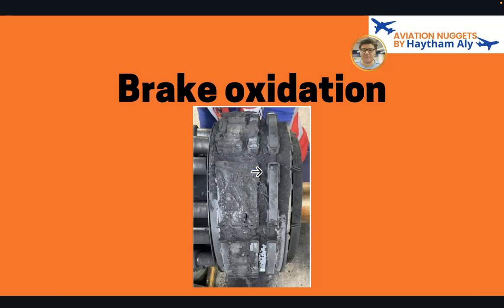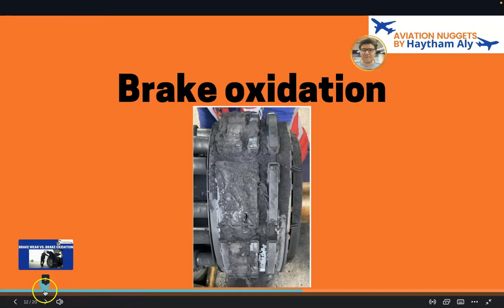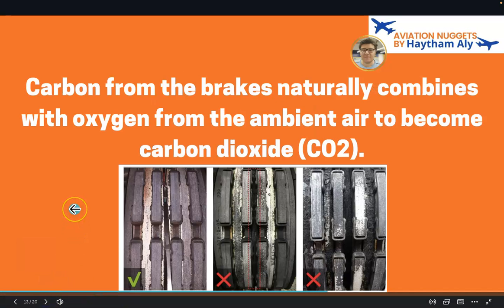So where does this catalyst come from? It comes from potassium and sodium in aircraft cleaning agents and aircraft de-icing agents. Aircraft cleaning fluid and aircraft de-icing fluid contain potassium and sodium. If this potassium and sodium come in contact with the brake unit, they heavily increase the oxidation rate. Okay, so let's briefly describe the brake oxidation.